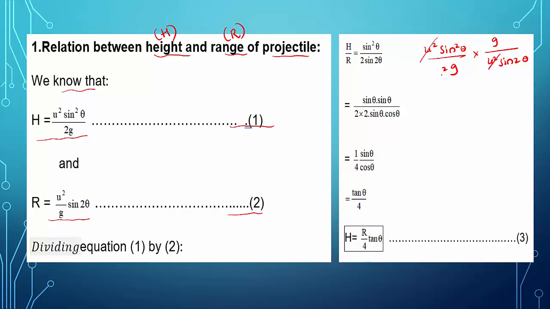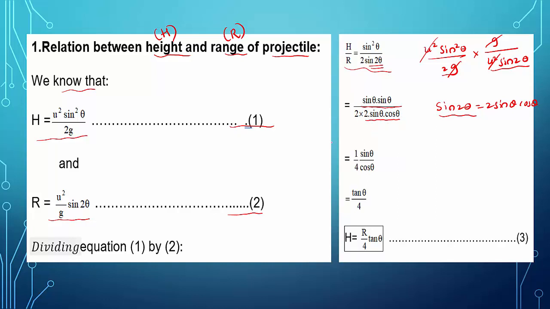Here u square will get cancelled. Remaining is what? g also gets cancelled. Remaining is sine square theta divided by 2 sine of 2 theta. I wrote here. Observe here. H divided by R is equal to sine square theta divided by 2 into sine of 2 theta. Or this equation can be written as sine square theta can be written as sine theta into sine theta divided by 2 into sine of 2 theta. Sine of 2 theta is equal to 2 sine theta into cos theta. So in place of sine 2 theta, we can write 2 into sine theta into cos theta.